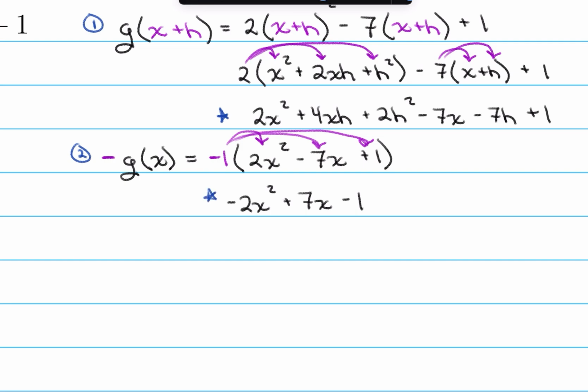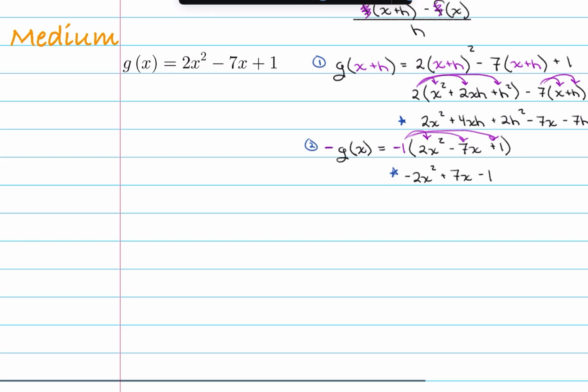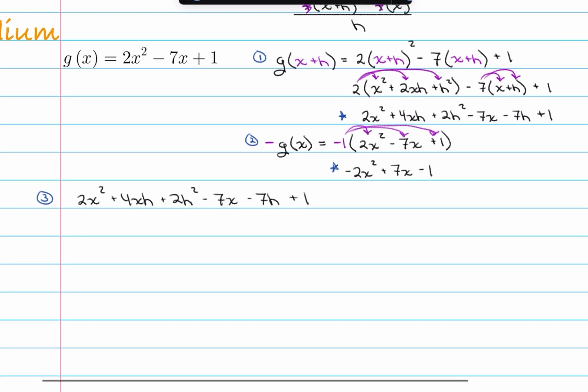All right, guys, so we have our step 1 and step 2. Remember, now we are going to do our step 3. So step 3 means we're going to put step 1 and step 2 next to each other. So that means I'm going to do 2x squared plus 4xh plus 2h squared minus 7x minus 7h plus 1. Okay, and then I'm also going to copy my step 2. That's going to be negative 2x squared plus 7x minus 1. Told you it gets really ugly, but then it gets easier. And we're going to put all of that over h.